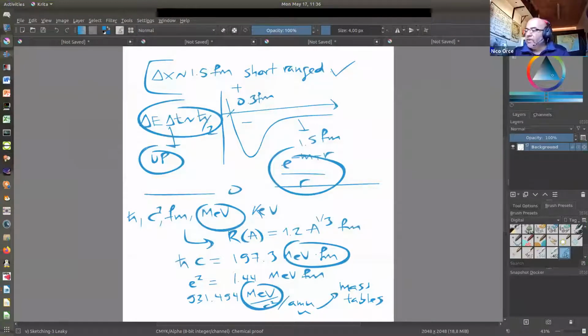And another very important point is that it goes to infinity as we go to very close distances. It goes to infinity here. And these infinities are really a big issue in nuclear physics, because these infinities imply that we have a big problem when we try to apply perturbative methods to nuclear physics.